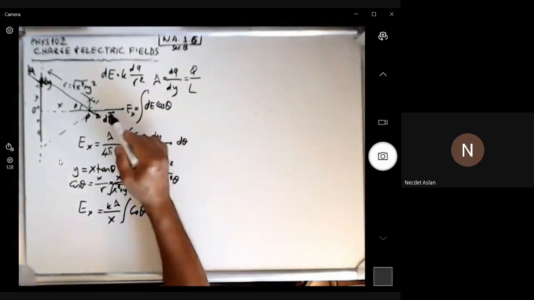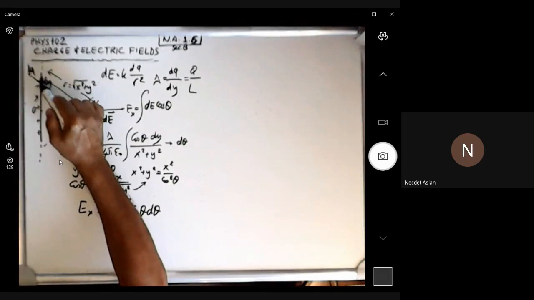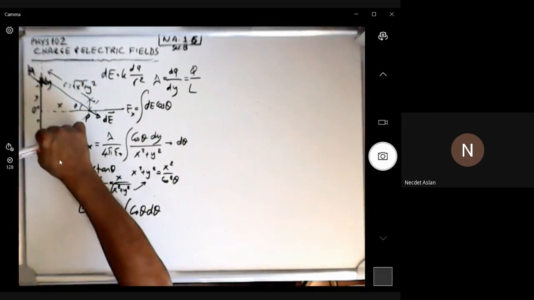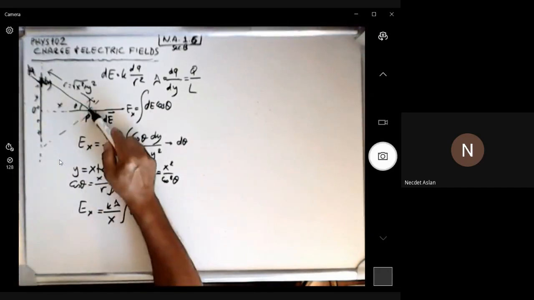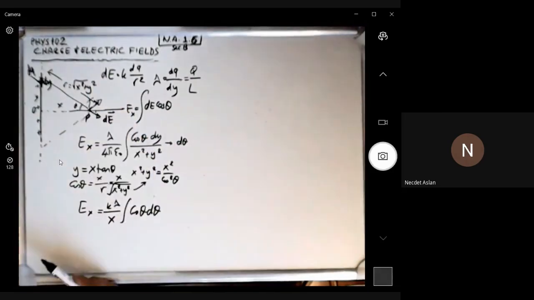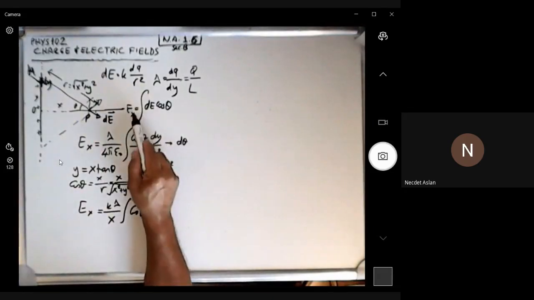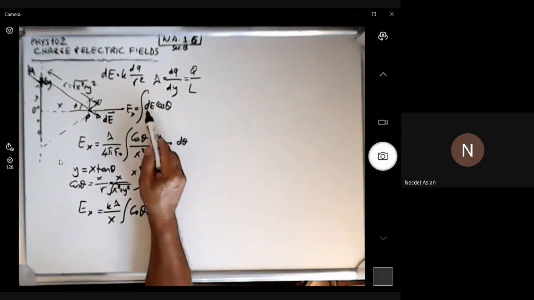Anyway, last time we saw that this side has exactly the symmetric side on negative y, and this produces an electric field in this direction, and their y components will cancel each other, so that the only components which survive will be the x components. So we get the electric field as dE cosine theta, the x component of the electric field, okay?